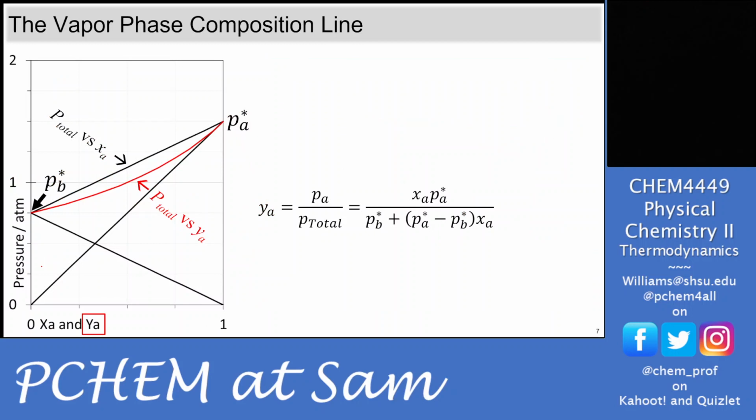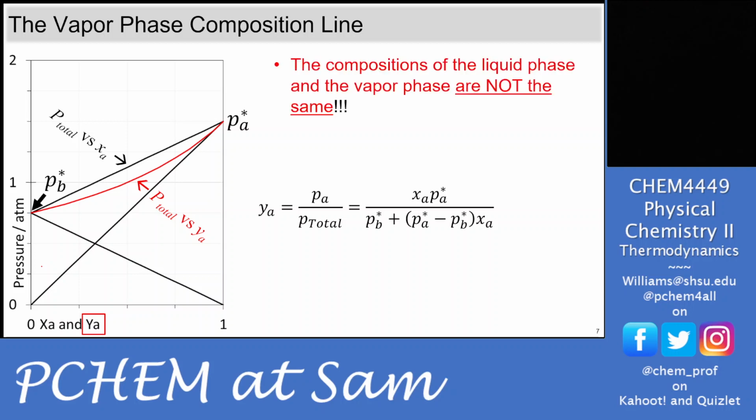Now let's look at the vapor composition line. This one has a tendency to break people's brains, okay? The compositions of the liquid phase and the vapor phase are not the same. And that's a good thing. Otherwise, we could never use distillation to separate substances, because the vapor phase has a different composition than the liquid phase. That allows us to separate things with distillation.